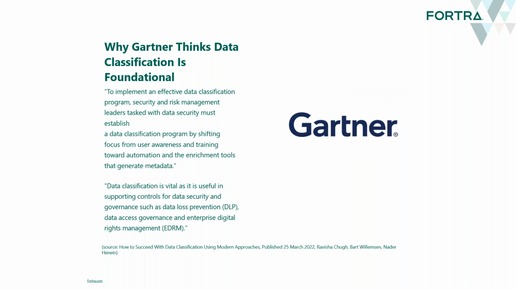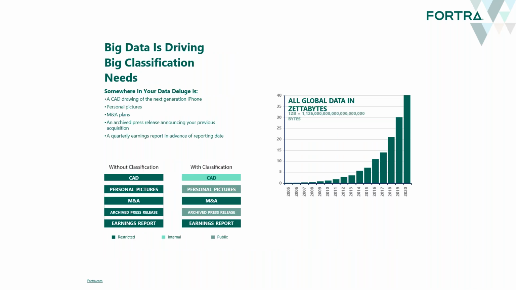Gartner seems to support the same theory. You've got to have an effective data classification program, with security and risk management tasked with a classification program. Again, that's the foundation that I was talking about with zero trust. And big data is driving it. We're just generating a lot of data at the moment.